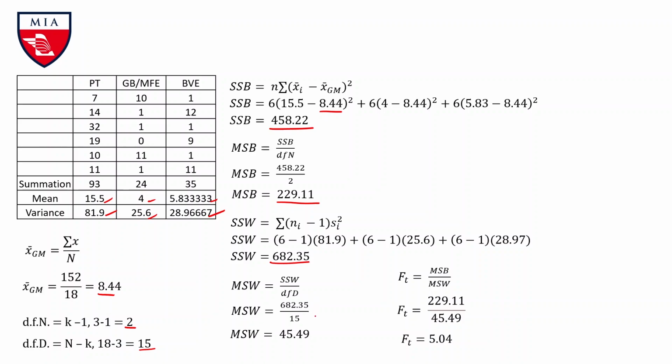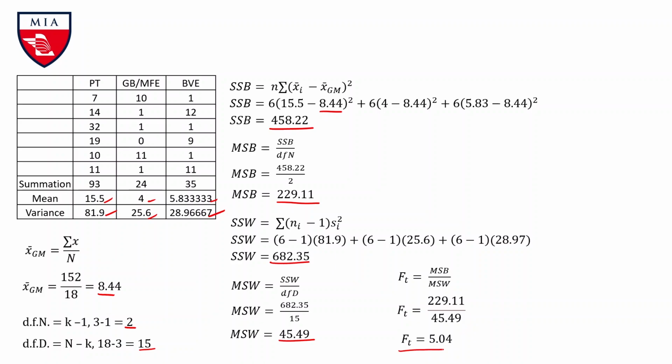In order to find the MSW, just get the ratio of SSW over DFD. So we have 682.35 over our DFD, which is 15. So our MSW is equal to 45.49. Next step is we need to find the F-test statistic. It is MSB over MSW. So we have 229.11 divided by 45.49.